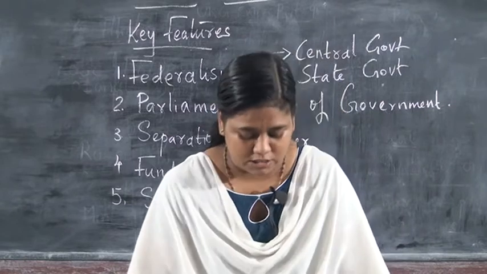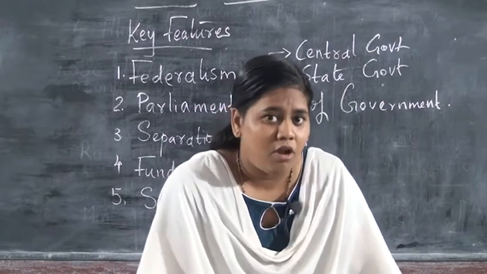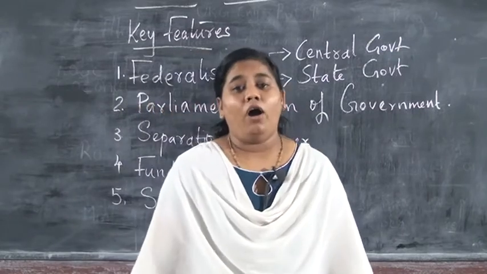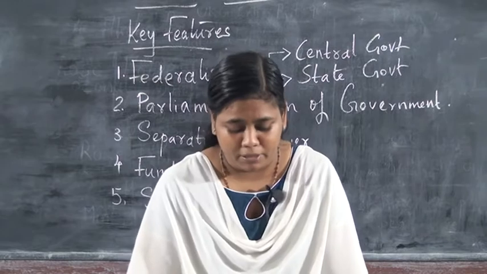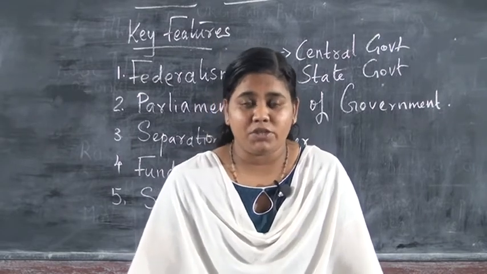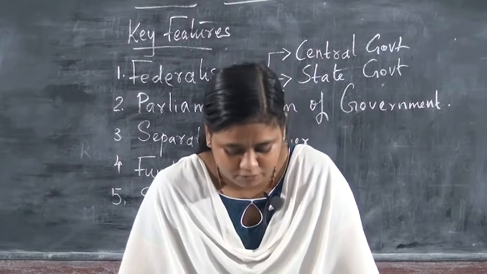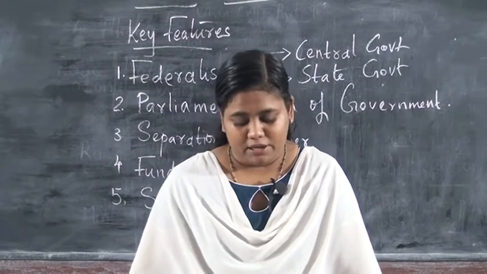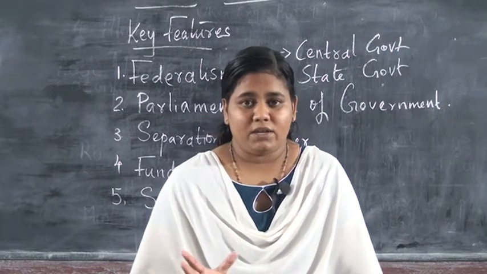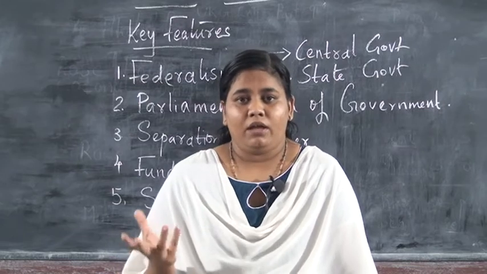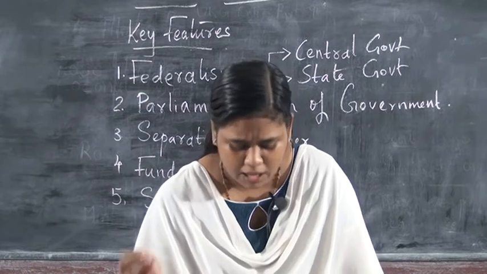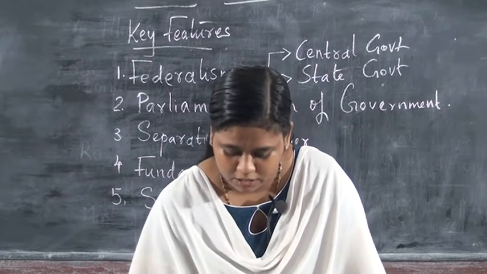The next one was the parliamentary form of government. What is parliamentary form of government? You have studied in the lower classes that all the men and women who are 18 years and above have the right to elect their representatives for the state government. So that is parliamentary form of government, irrespective of caste, creed. They all have the right to vote. That was parliamentary form of government.